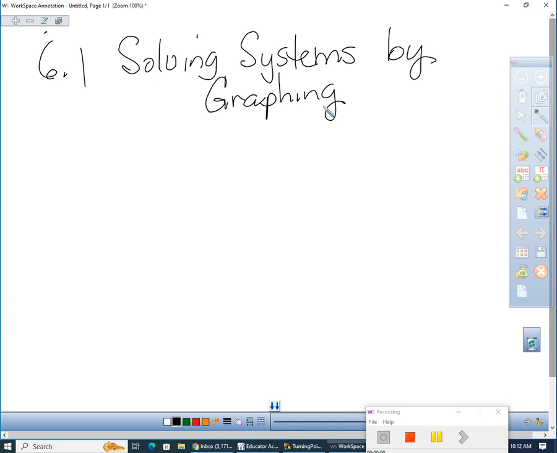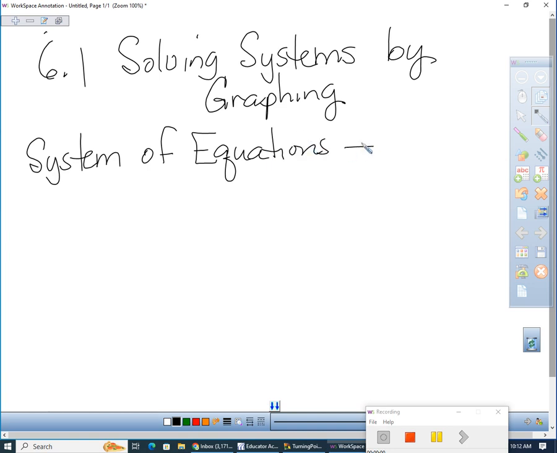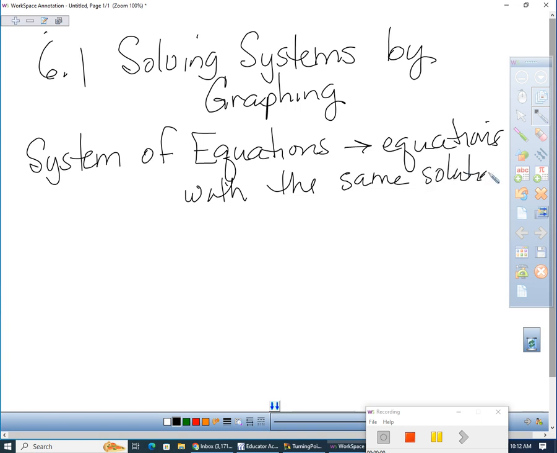All right, so first of all, we have to know what a system is. So a system of equations is equations with the same solution. So this could be two or more equations that all have the same exact solution. And that solution is going to be written as a point x, y. It's always a coordinate point.